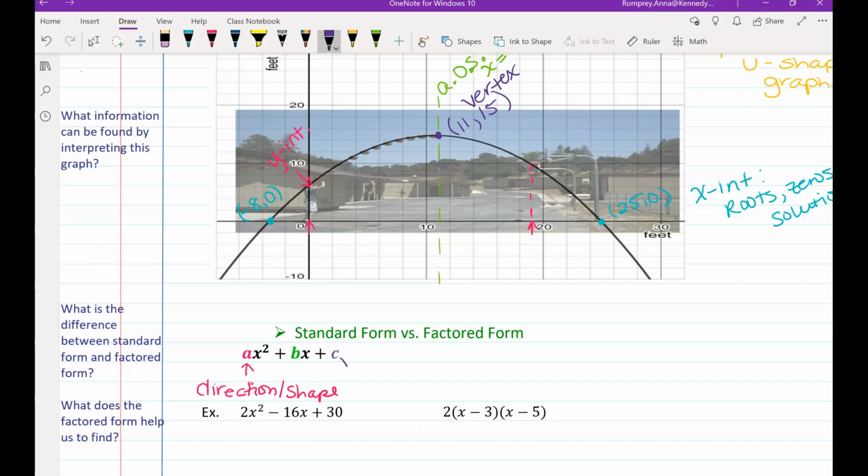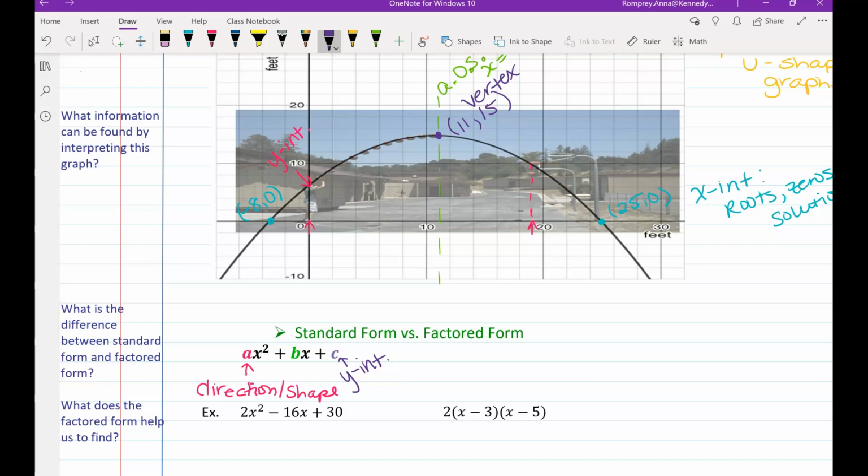Now c is going to be something familiar. c is our y-intercept, like y equals mx plus b, where b was our y-intercept. If you have a constant at the end, that's going to be your y-intercept, no matter what kind of function. So that's nice.